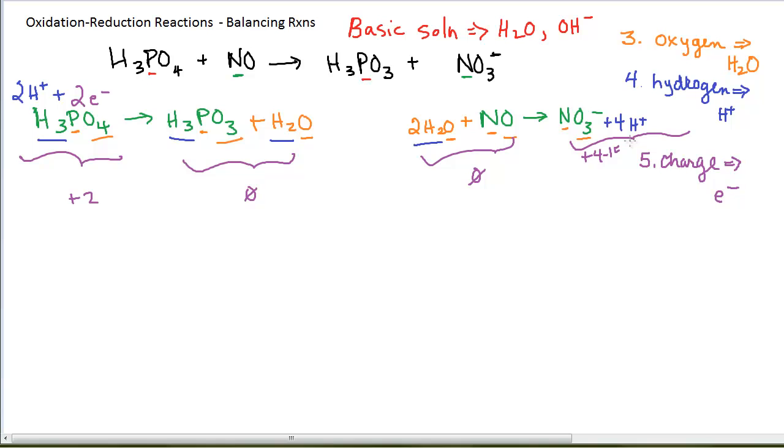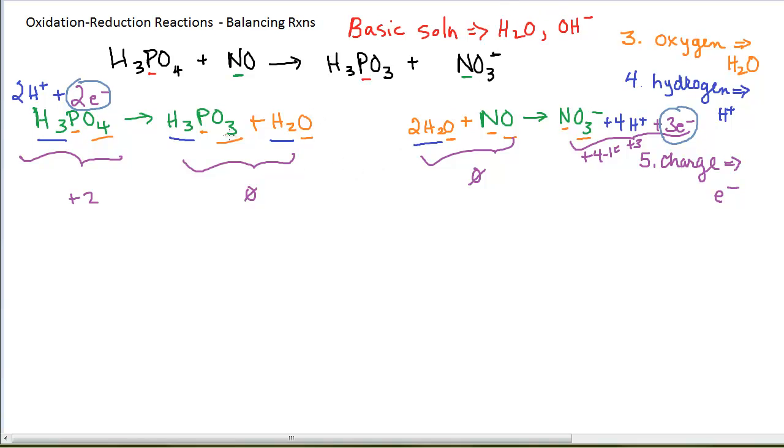How about a +3? Go to the more positive side, that would be the right-hand side, and add electrons to bring your charge down. This is an excellent time to double check that you added electrons to opposite sides in your two half reactions. If you didn't add electrons to opposite sides, you've done something wrong. Go back and fix it.